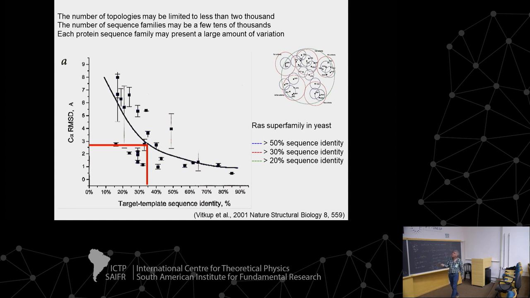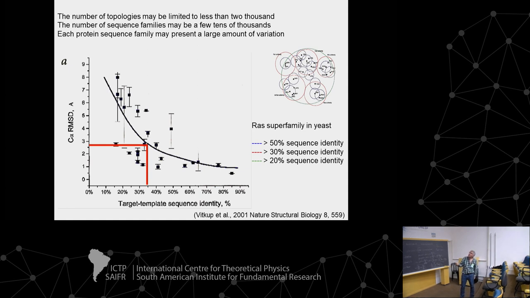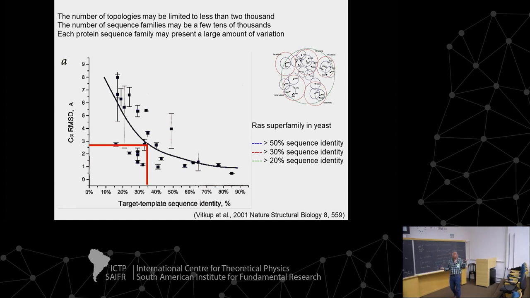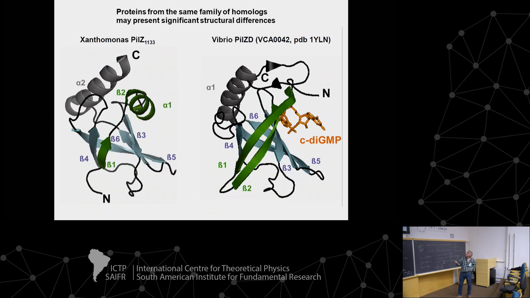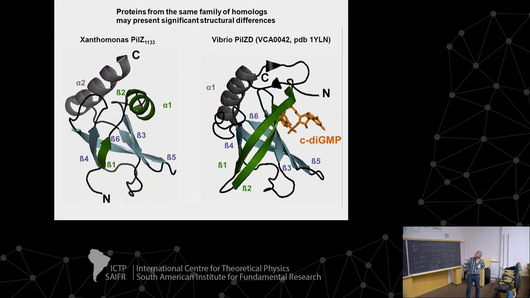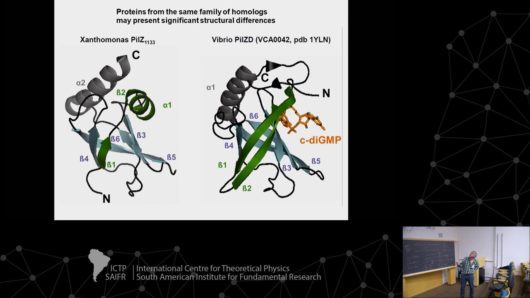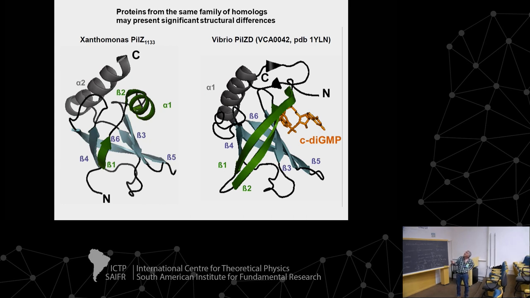Okay, so below 30-35% sequence identity, using the structure of one protein to infer the structure of another protein is very, very risky. This is an example of this kind of thing. You have two proteins that are in what they call the PilZ superfamily. They have, I think, around 20-25% sequence identity. But you can see that the folds are very similar in general, but they have some significant differences.